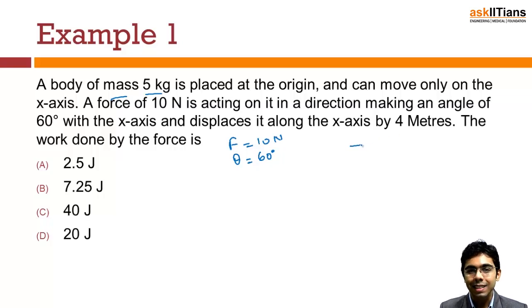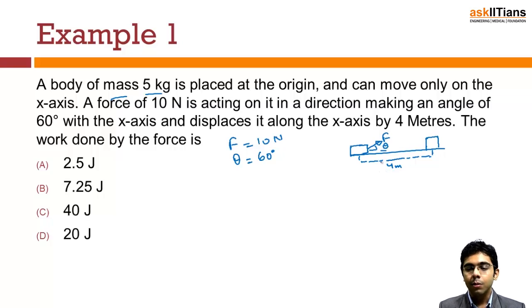That means what exactly is the figure? Let's say force is acting in this direction making an angle of 60 degrees. This is theta, given as 60 degrees, and this is making a displacement of 4 meters.